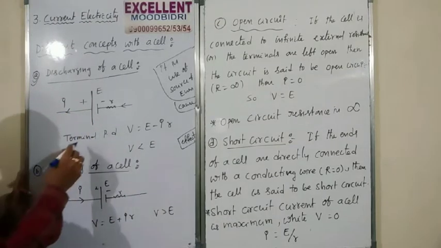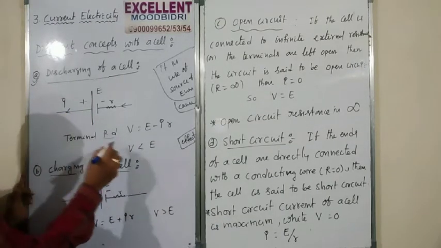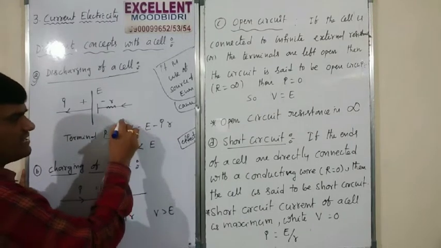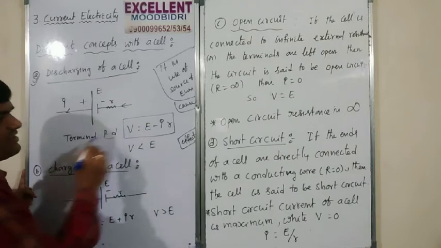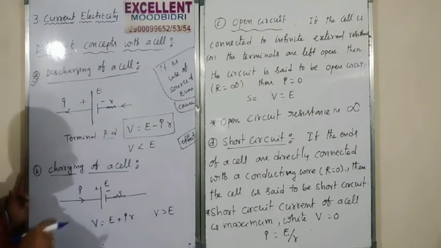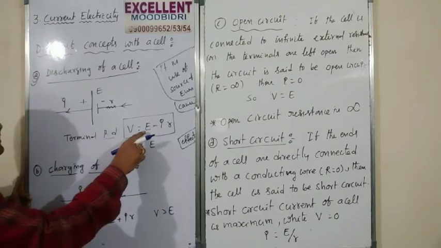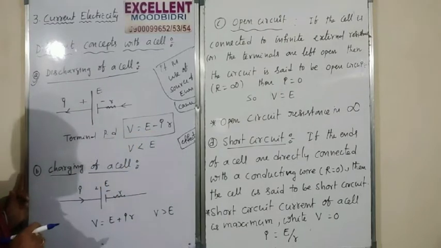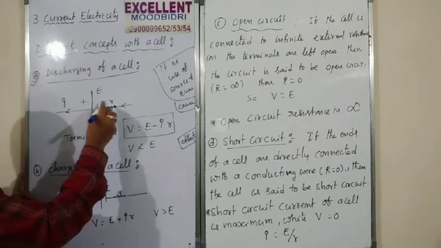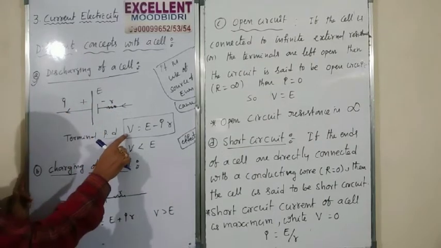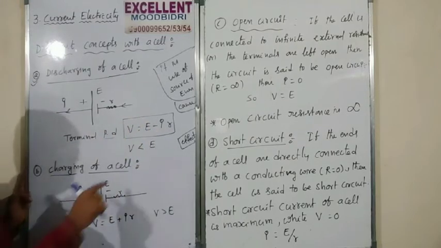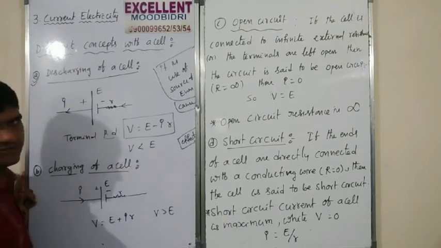Now the terminal potential difference here we will represent as V is equal to E minus Ir. In that case, the terminal potential difference is less than the EMF. This is the cell's internal resistance, inside the cell only. So the formula is V is equal to E minus I into r, small r. So V is less than E.